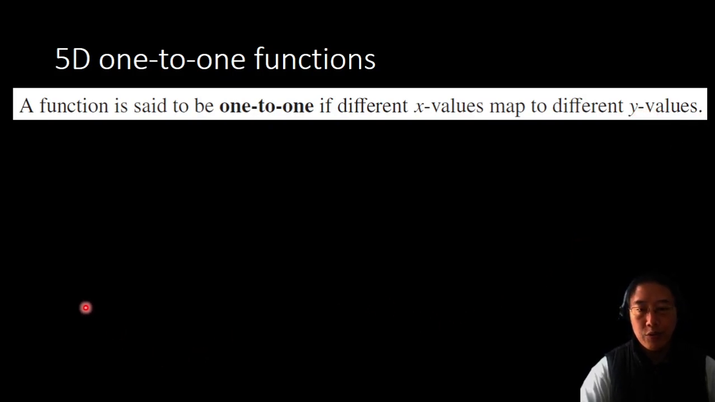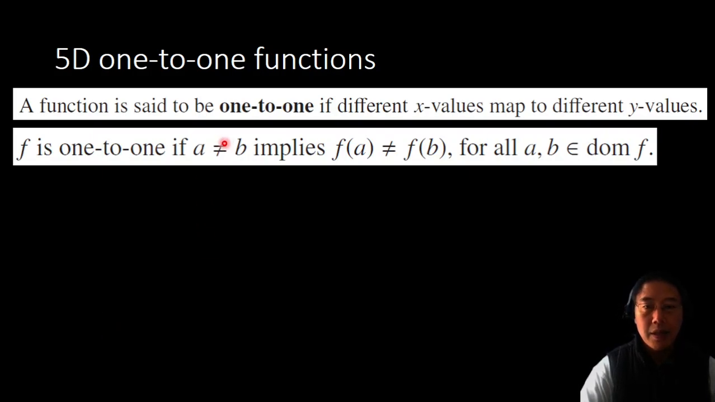Another way to describe that is if you have two values that are different, a and b, it implies the respective function of a and b will also be different, for any values of a and b that are elements of the domain of that function, or the implied domain. We'll see also, which is probably the most visual way, to do a horizontal line test.